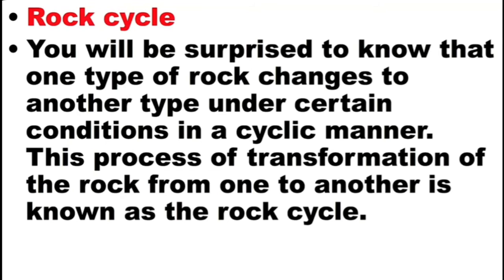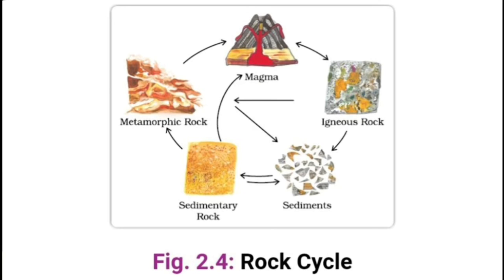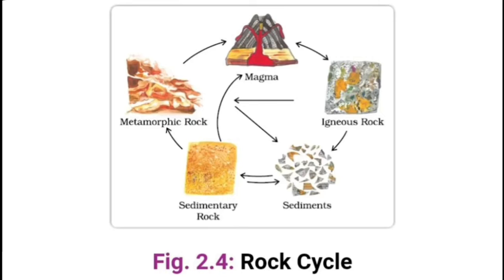Dear students, now we are going to study about the rock cycle. You will be surprised to know that one type of rock changes into another type under certain conditions in a cycle. This transformation of rock from one to another is known as the rock cycle. So, at first you will see magma. What is magma? When a volcano erupts, the lava or magma comes onto the surface of the earth and cools down. So, it will form igneous rock.